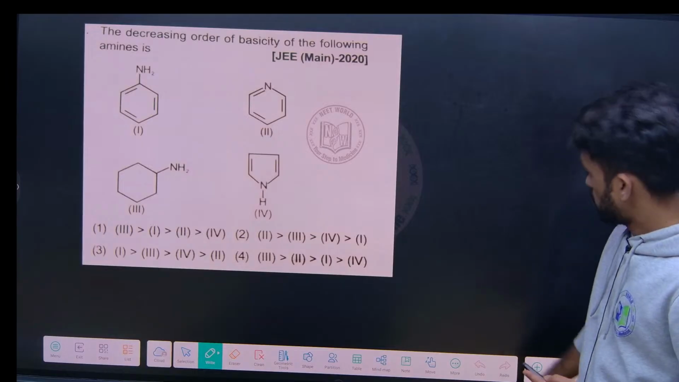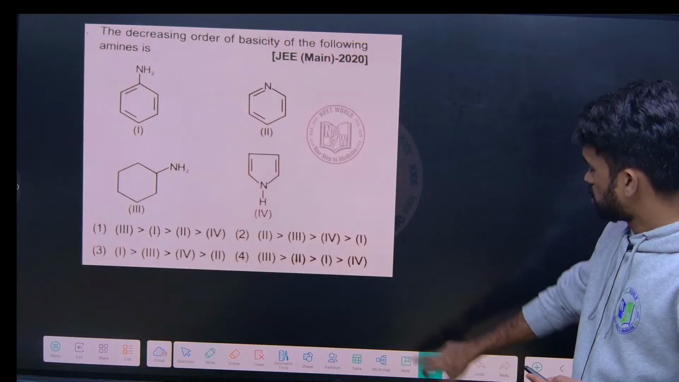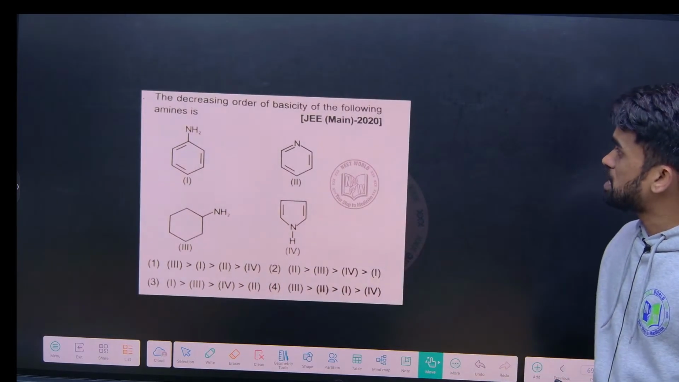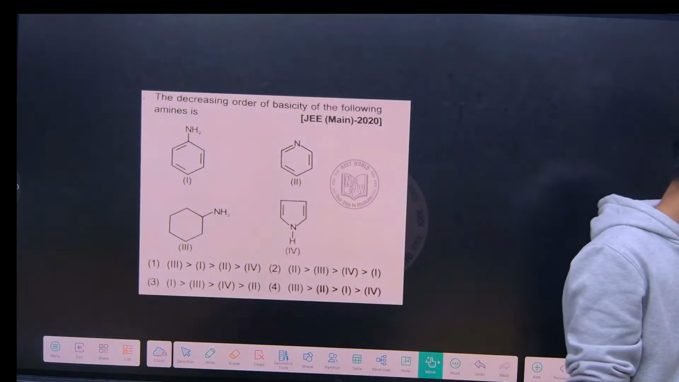Tell me here, the decreasing order of basicity of the following amines.